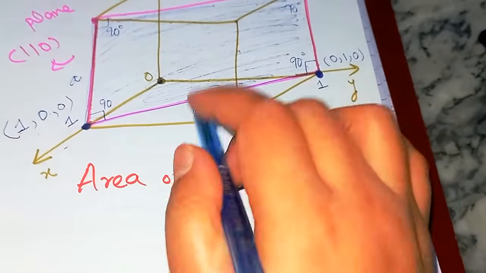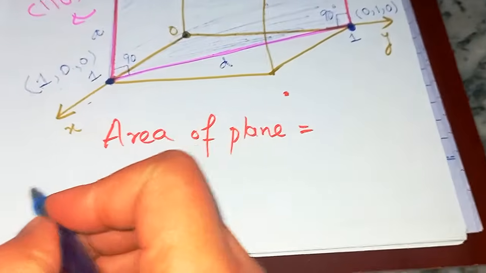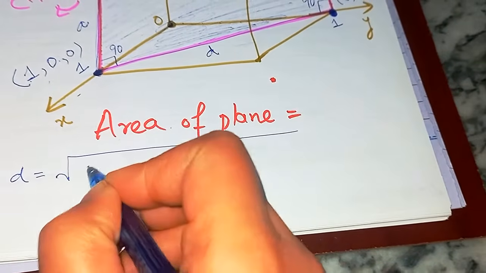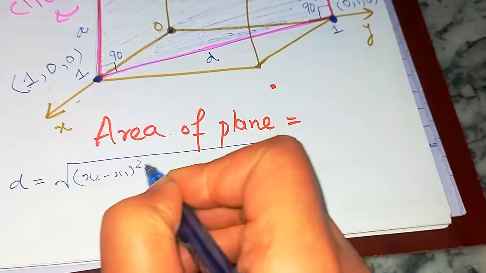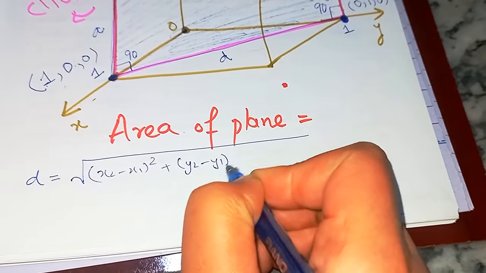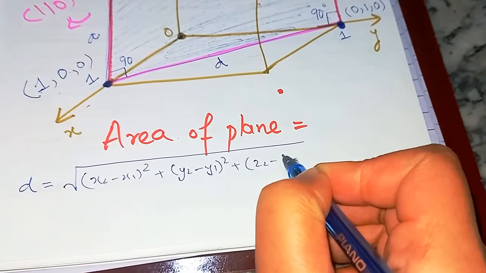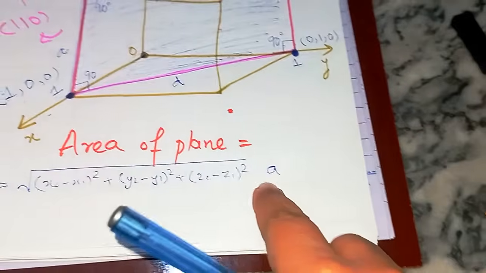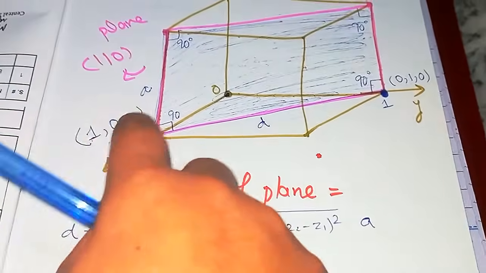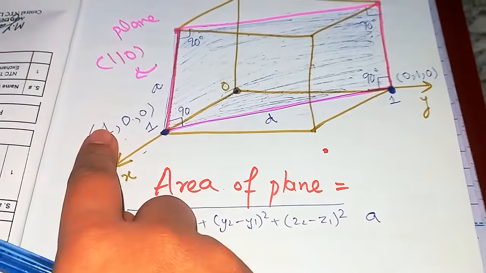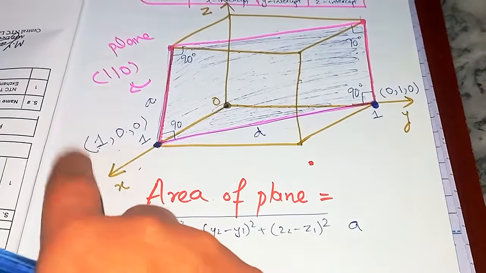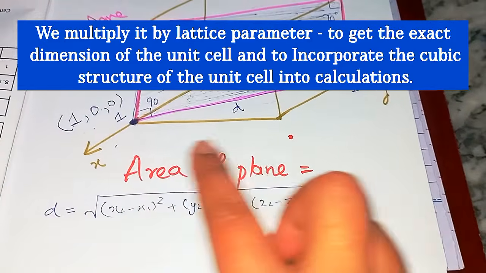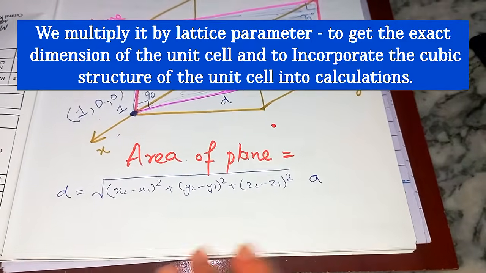We want to calculate d now, and I'm going to use the distance formula, which is d equals under root (x2 minus x1) whole square plus (y2 minus y1) whole square plus (z2 minus z1) whole square, into a. We need to multiply by the lattice parameter here because they're all in fractional numbers, like 1 means the total length, so 1 into a means this length is a. So we need to multiply by a whenever we are finding the area of the plane or the length of the plane.